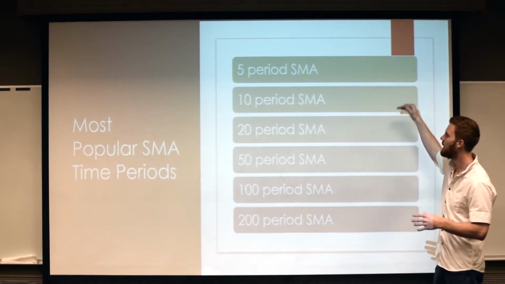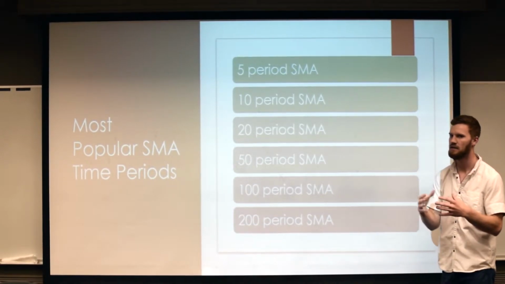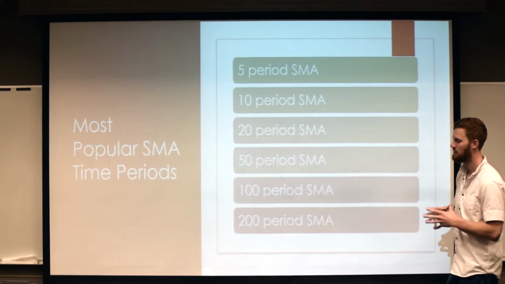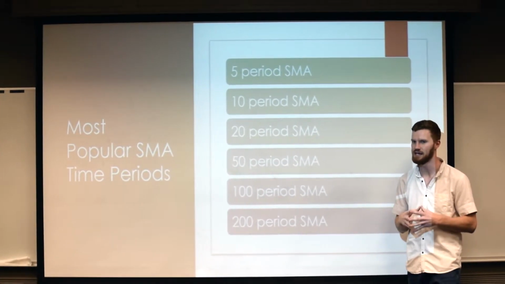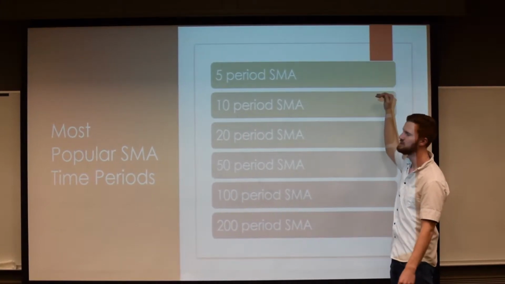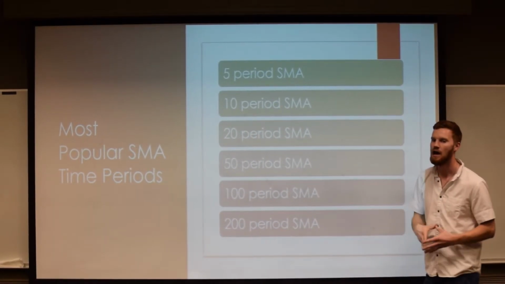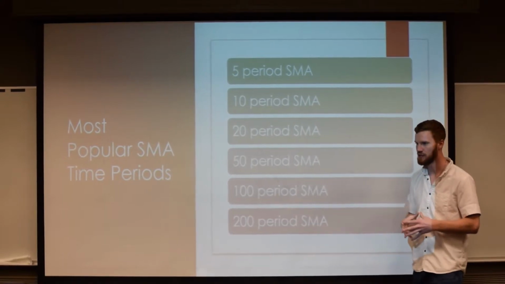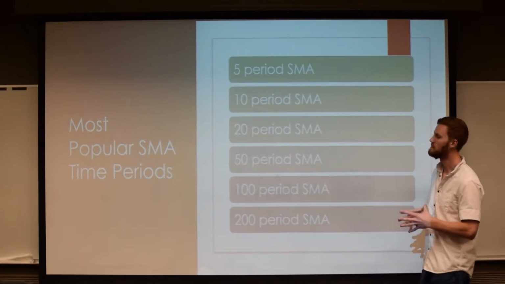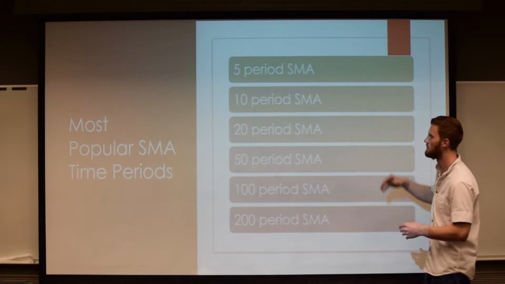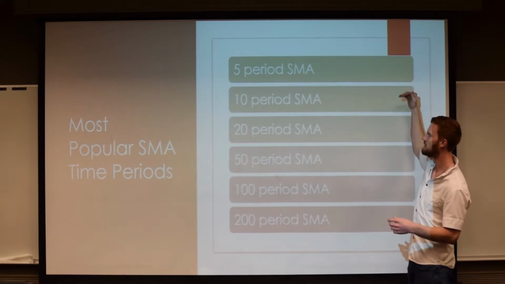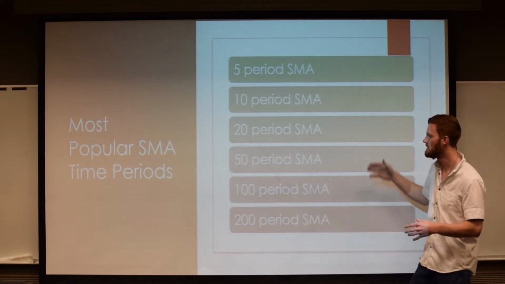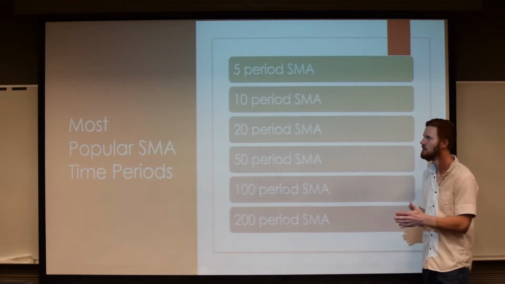So the reason why I put period is because it's going to depend on the time that you're looking at. So for instance, if you are looking to day trade, this would be your 5-hour, 10-hour, 20-hour. For the longer term, for swing traders, which I am, you might be looking at daily to weekly. So this would be a 5-day, 10-day, 20-day, or a 5-week, 10-week, 20-week. So it depends on the time frame that you're looking at.